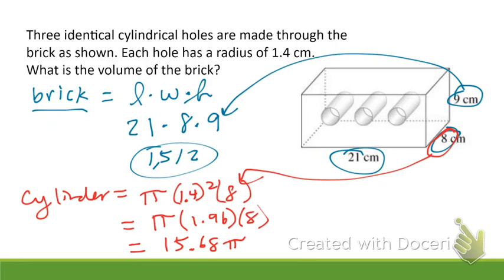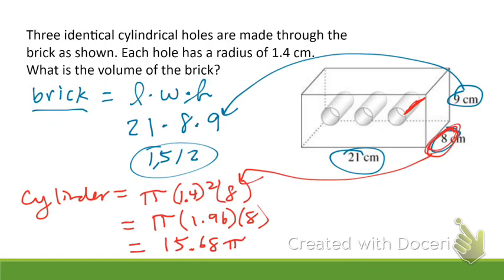At this point I've found the volume of the brick, which is 21 times 8 times 9. That's pretty straightforward, and I get 1,512 centimeters cubed. Now I'm going to find the volume of a cylinder. Remember, we have 3 of these cylinders. The radius is 1.4, and then our height, you got a bit tricky here. The height is the height of the actual cylinder itself. If it goes all the way through, it's going to be 8 centimeters. I plug that in for h, and then I get 15.68.